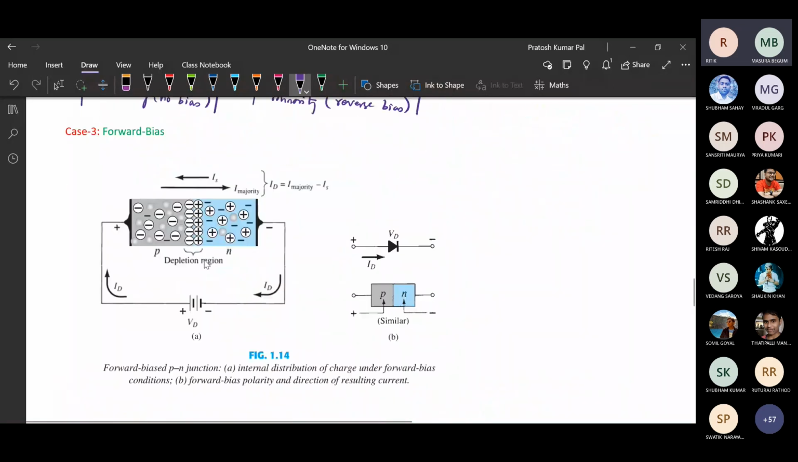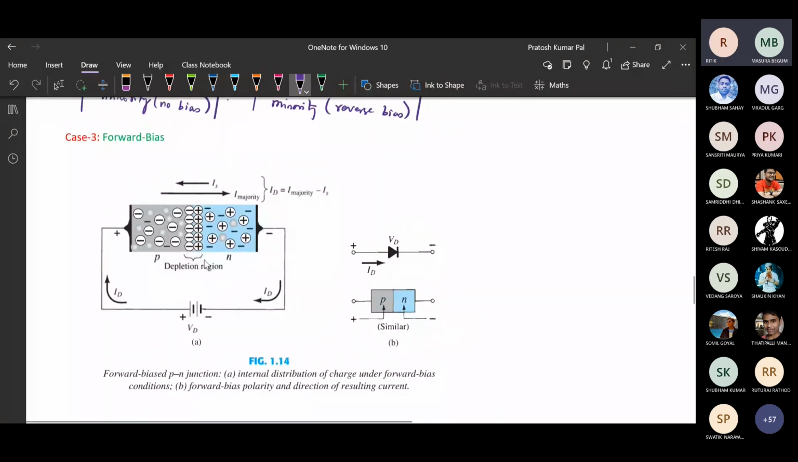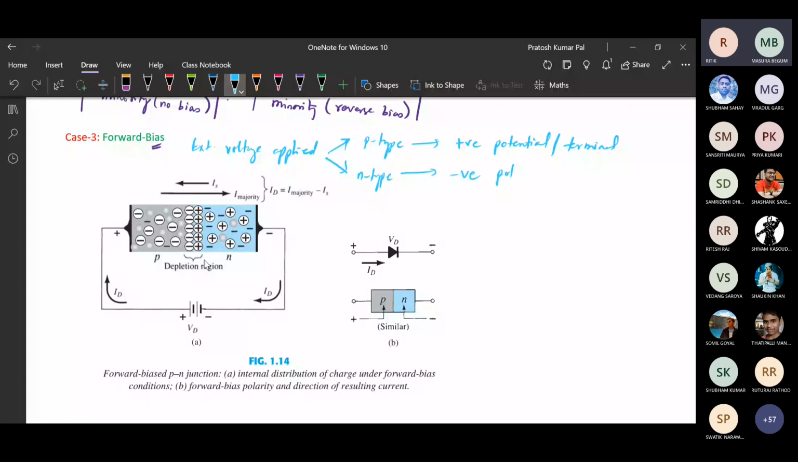The next point we will see is the forward bias case. In the forward bias case, whatever external voltage we apply, we apply the external bias voltage such that the p type region will be connected to the positive potential, or positive terminal. The N type region is going to be connected with the negative potential, or terminal.